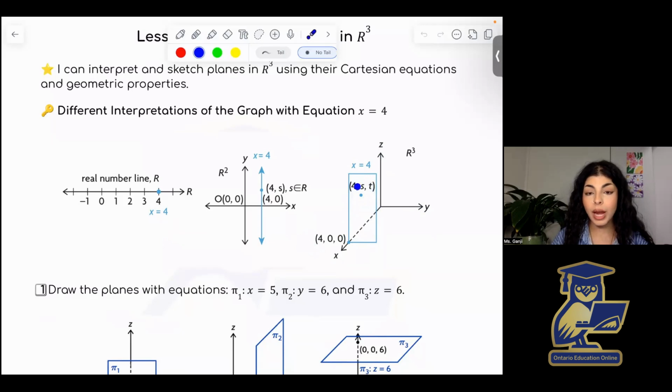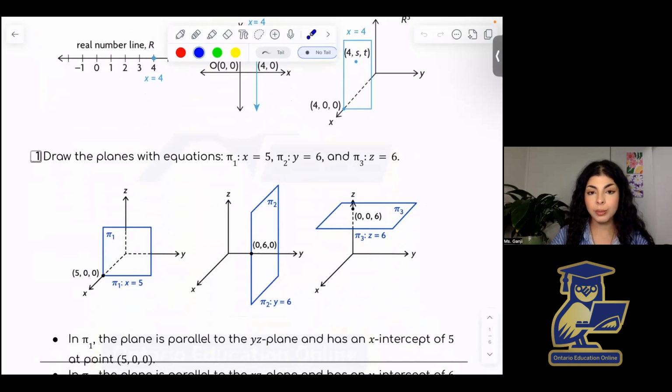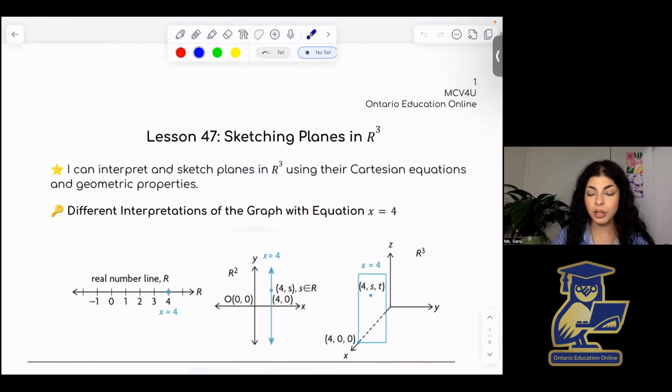Any point on this plane, having the coordinates x, y, and z, will start with 4, and we have y equals s and z is equal to t for a random point on this plane. This plane will also intersect the x-axis at (4, 0, 0). And because it is parallel to the y and z axes, it will have no point of intersection with either of those axes.